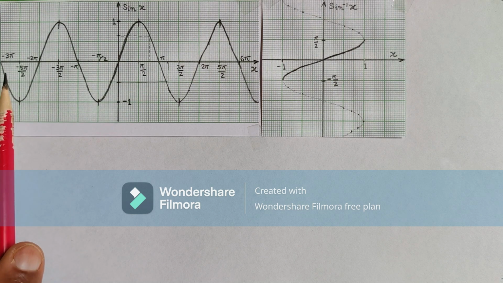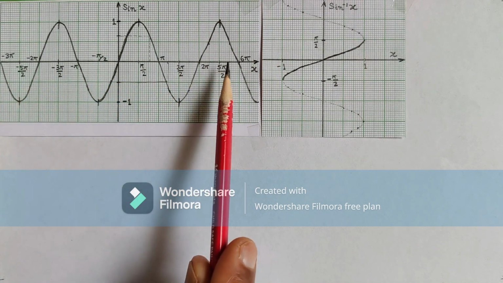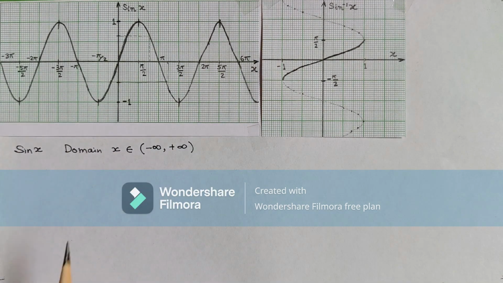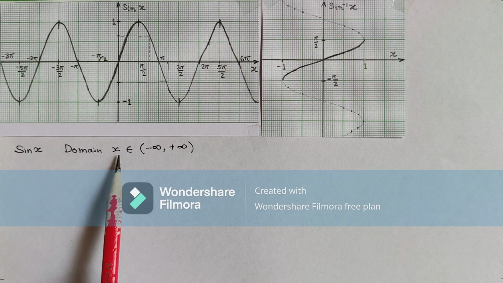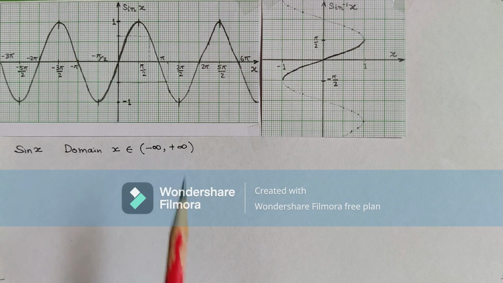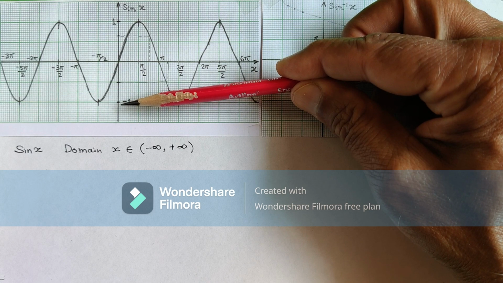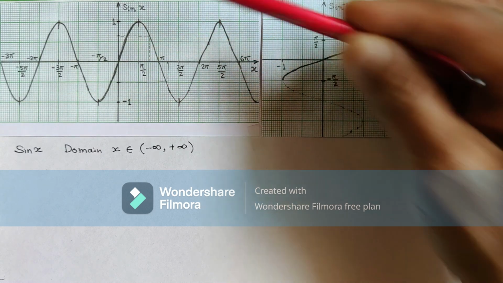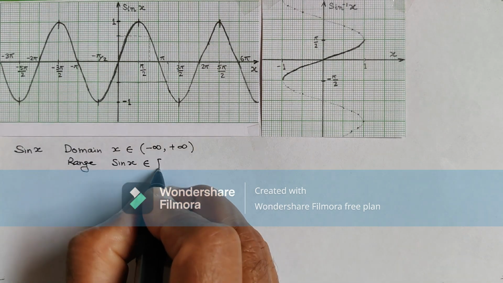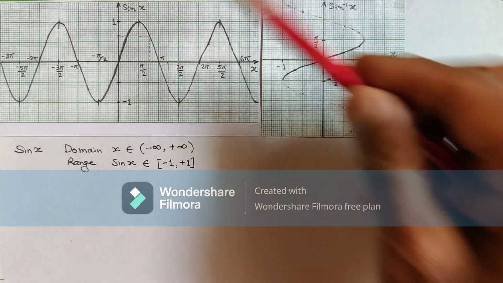Now the range and domain of the function sin x. The value of x can be anything from -infinity to +infinity. So we say the domain of sin x is x belonging to the interval -infinity to +infinity, and the corresponding value of sin x will always be between -1 and +1. So we say the range of the sin x function is from -1 to +1.